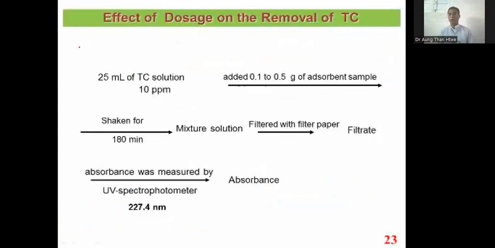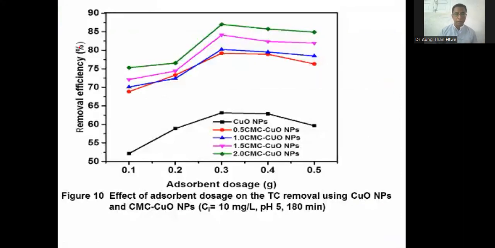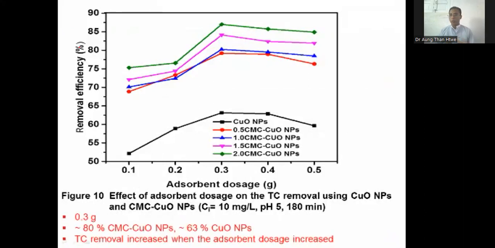Let me continue with the effects of dosage on the removal of DC. Using a 25 milliliter DC solution with 0.1 to 0.5 gram of adsorbent dosage, shake for 180 minutes, then filter and measure the filtrate solution with a UV spectrophotometer at 274 nanometers absorbance. This figure shows the effect of adsorbent dosage on DC removal using CuO nanoparticle and CMC-CuO nanoparticle. It can be seen that the optimal adsorbent dosage chosen is 0.3 gram.